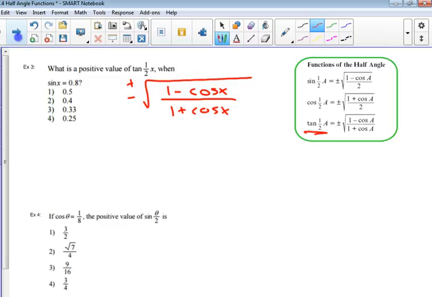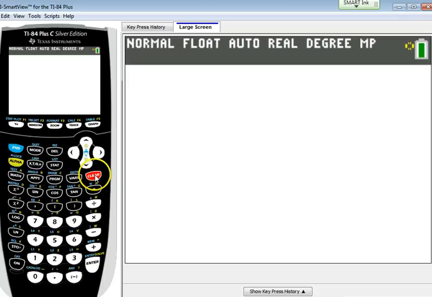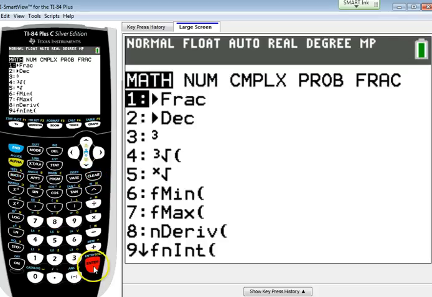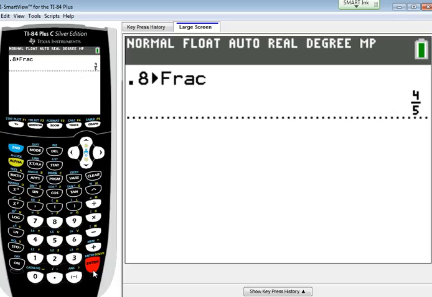Now the only thing they give us is sine. All right, how can we figure out what 0.8 is? It's 4 over 5. Now if you're not sure what 0.8 is, remember your math key? You have a decimal, you want it to go into a fraction. It'll do it.